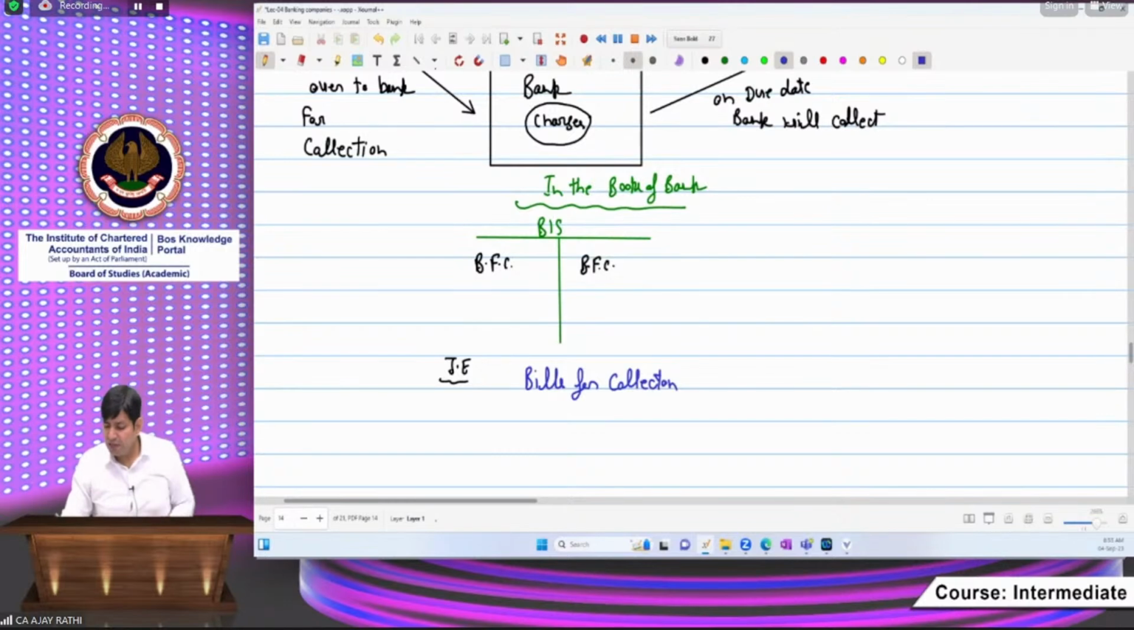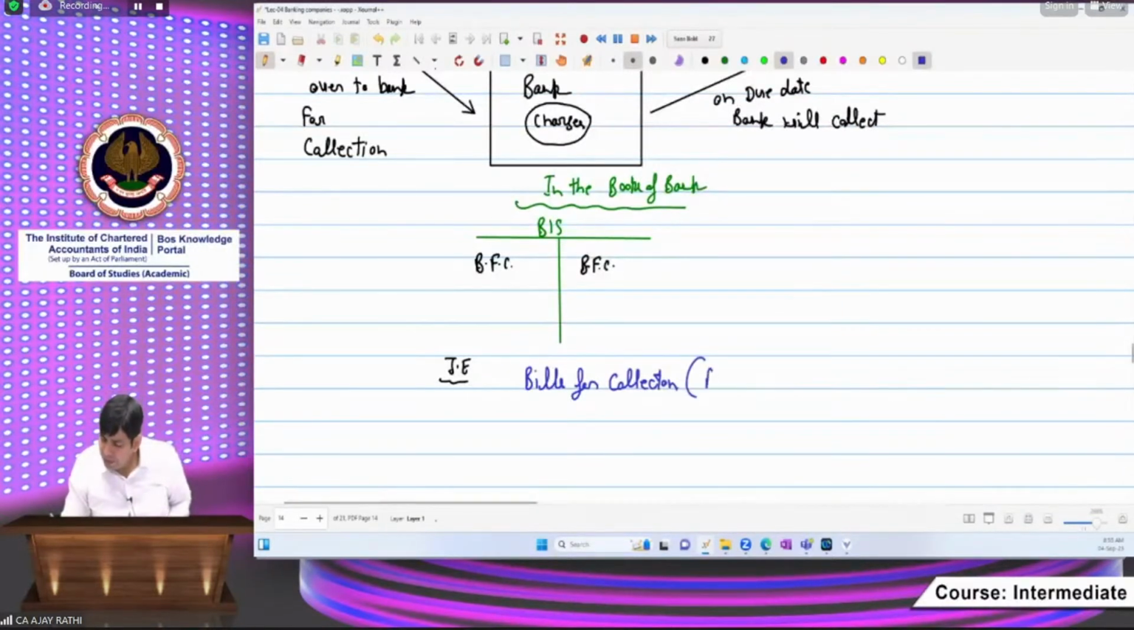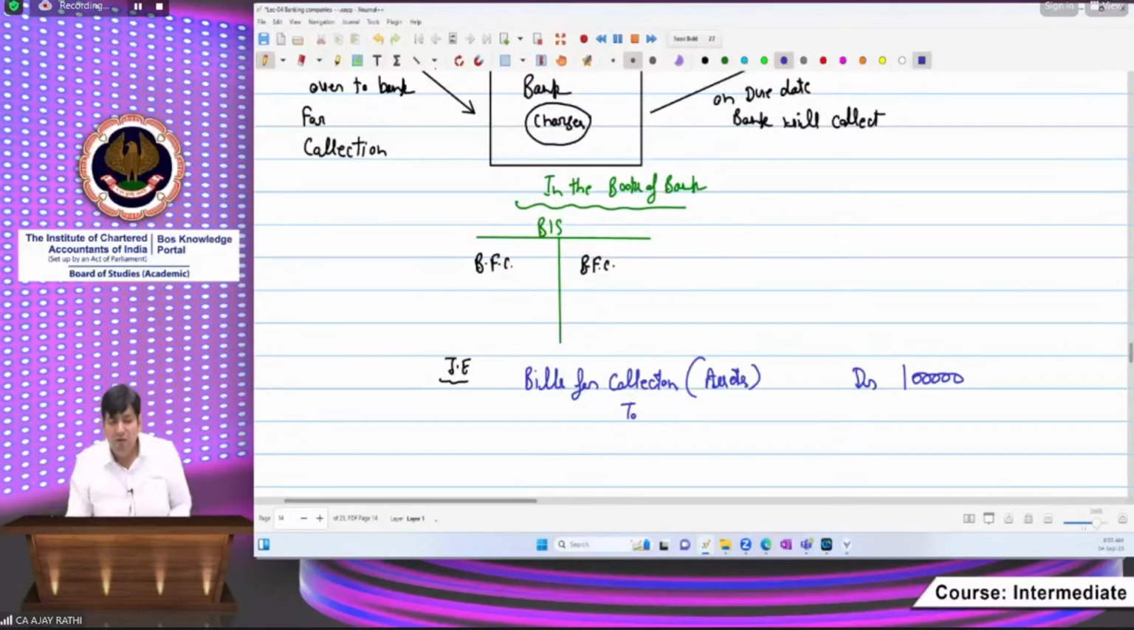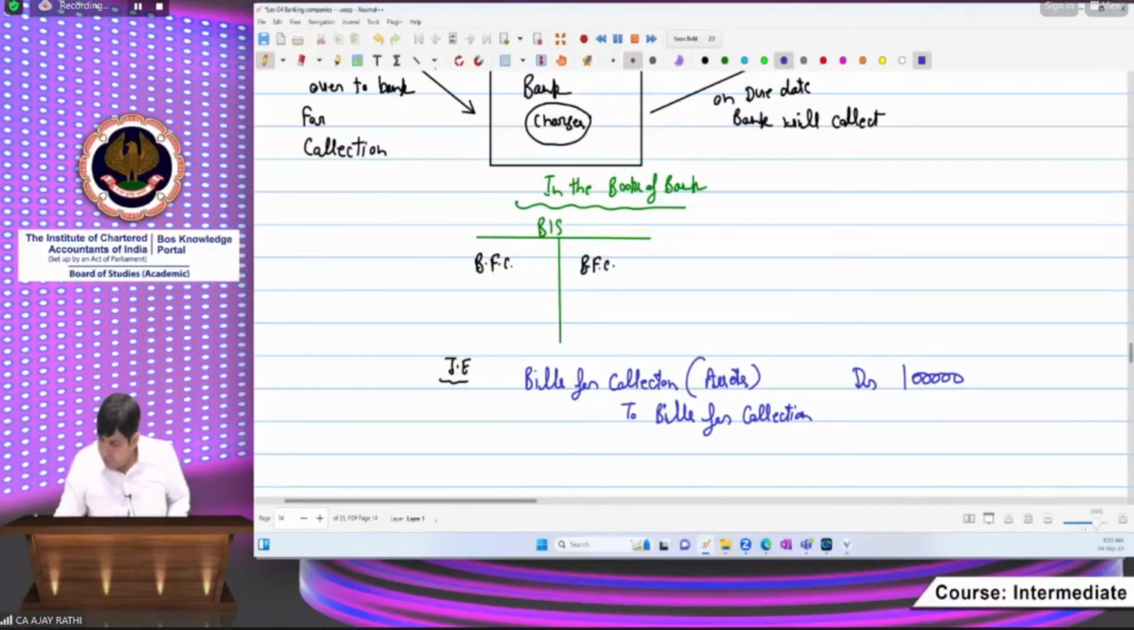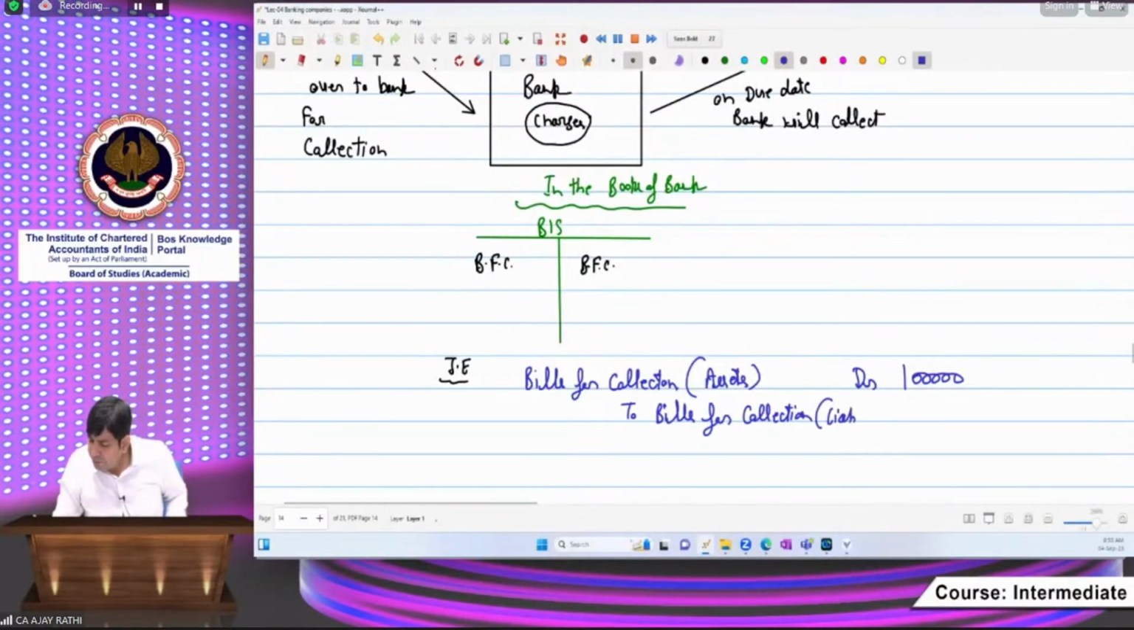Bills for collection, in the bracket, that is assets, account debit, rupees 1 lakh. And second, what account must be credited? Again the same account: Bills for collection, liability, account credit, that is rupees 1 lakh.